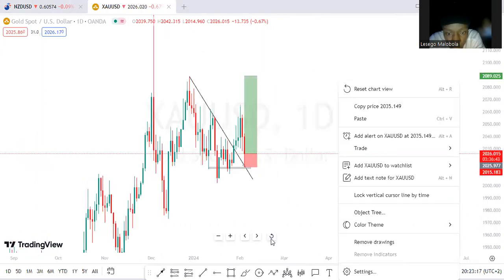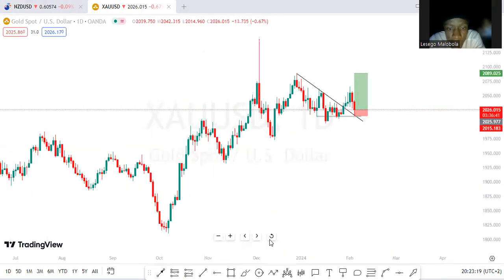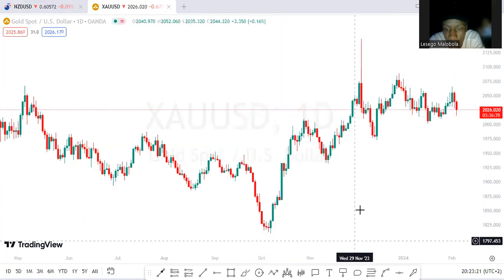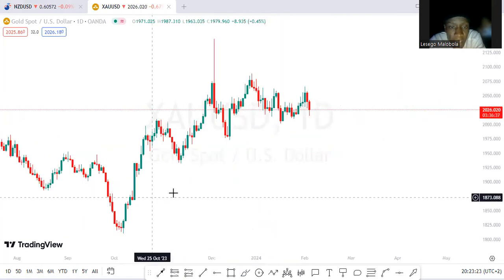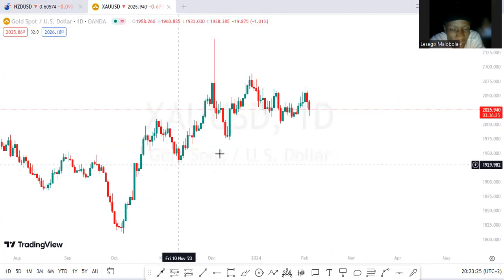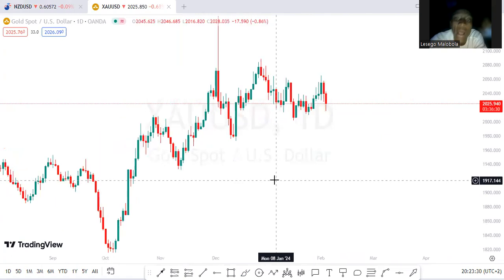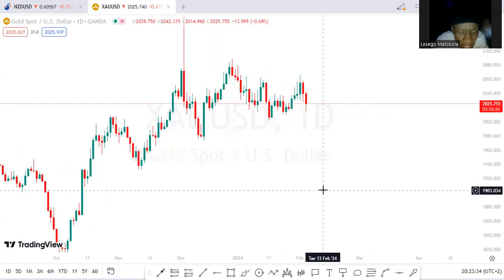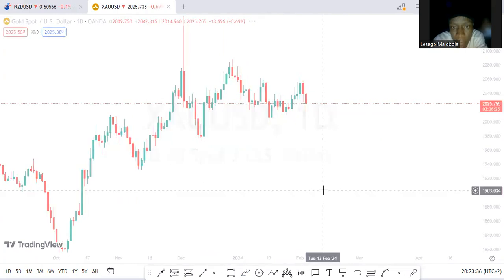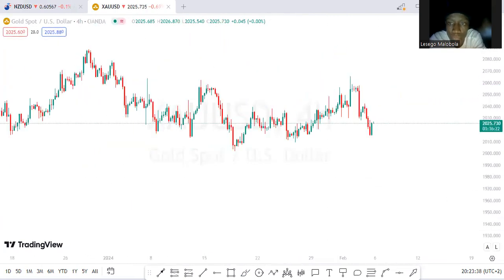So guys, looking at gold right now, from the daily time frame, let me just remove everything, you can see that price is kind of moving bullish. But before I show you my recent setup, let me show you my previous setup, how I came about taking those trades.